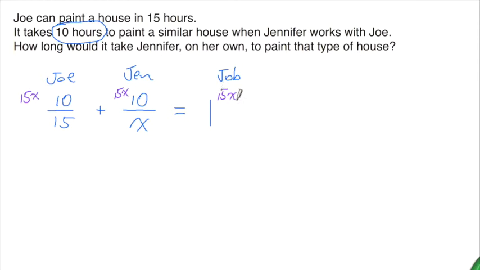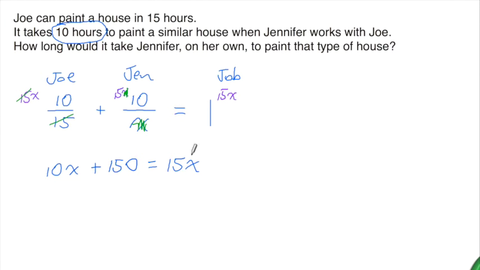So when we multiply by 15x, here the 15s are going to cancel, and you're going to be left with 10x. Here the x's are going to cancel, and you're going to be left with 15 times 10. And over here you're just going to get 15x. Alright, so we're going to get 10x plus 150 is equal to 15x. And we're trying to solve for x.